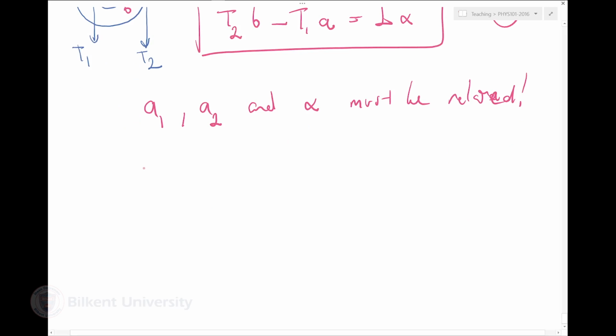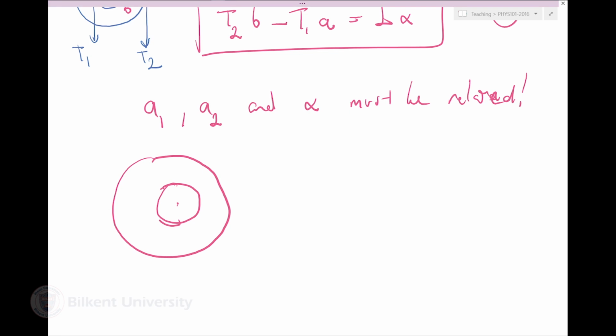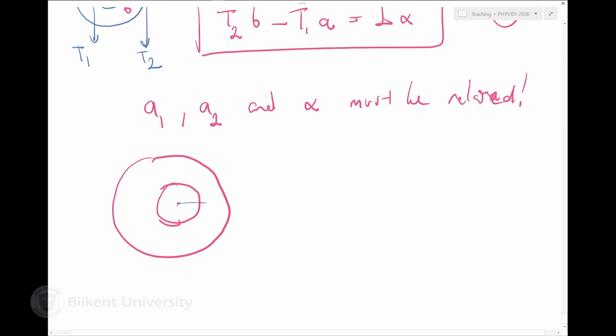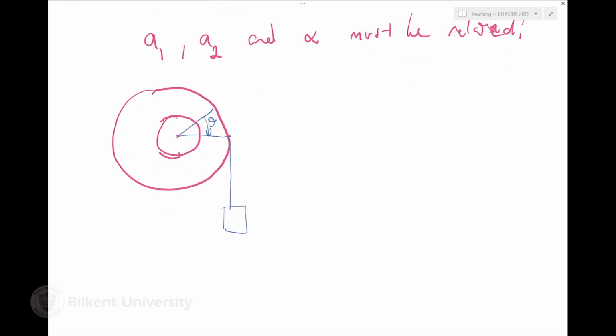Let's think about this wheel. Again, please do not take notes, just follow me. Now, if this wheel pulley rotates by an angle theta, what happens to M2? If it rotates clockwise by an angle theta, this thing is going to go down. How much is it going to go down?